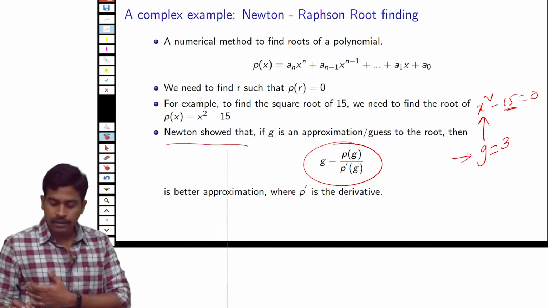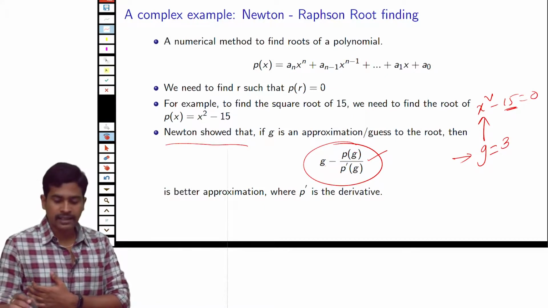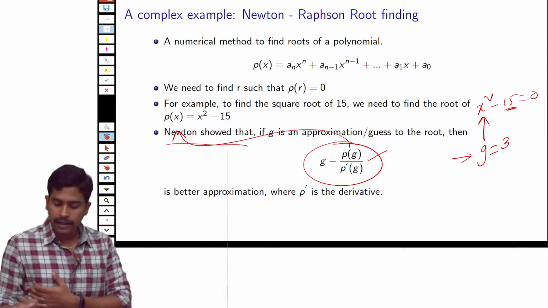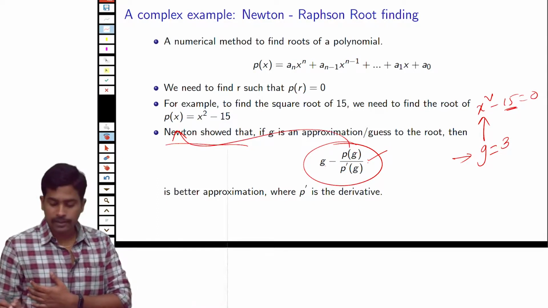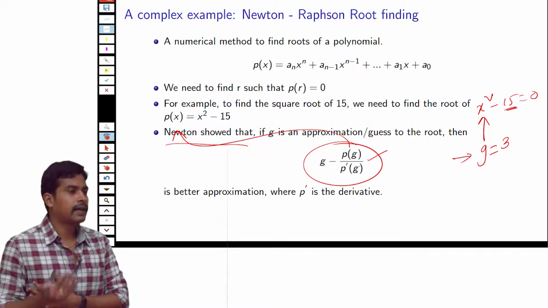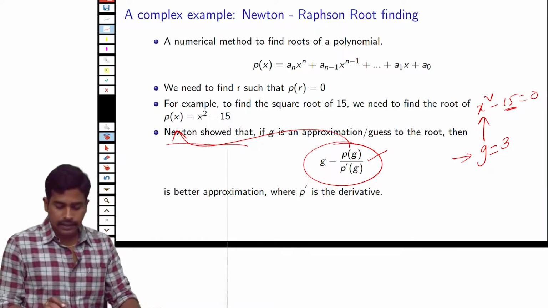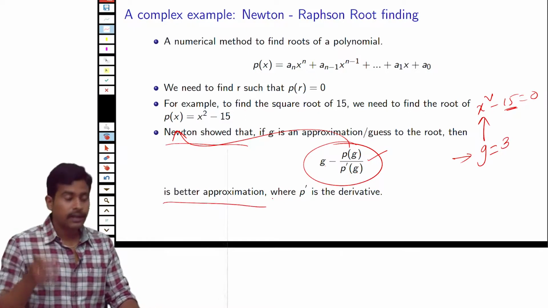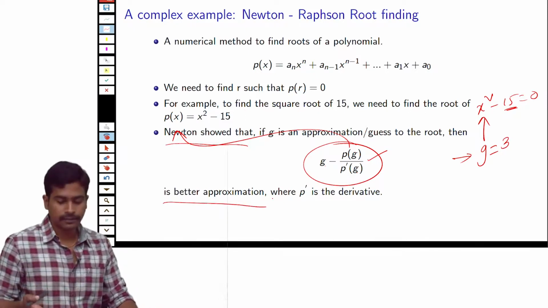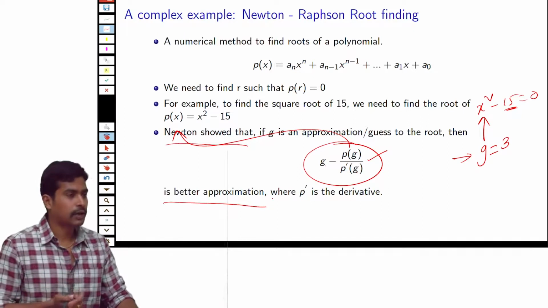Okay. So the modified guess is given by g minus p of g, by substituting this guess in your actual polynomial, divided by substituting again this guess in the derivative of your polynomial, right. So this is the basis of the Newton-Raphson method, and let us try to use this approach to calculate a square root of a given number.